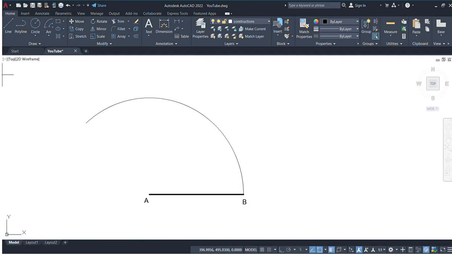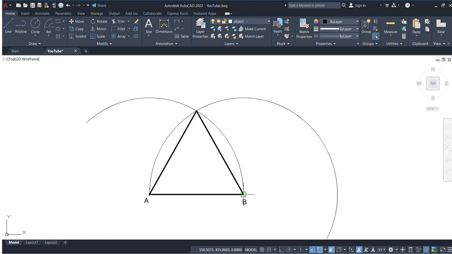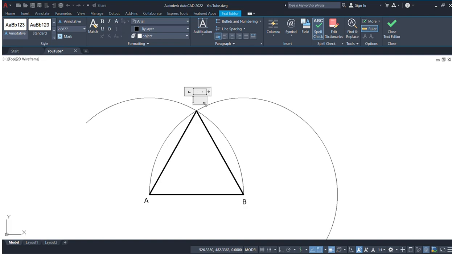So again with compass on point B as the center and BA as the radius, draw another arc. Where those two arcs intersect, draw lines to point A and point B. So the intersection point is now point C.